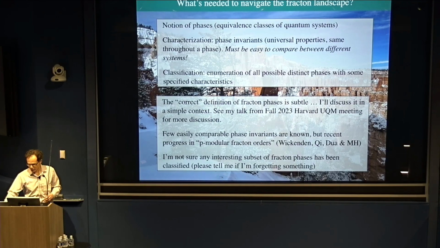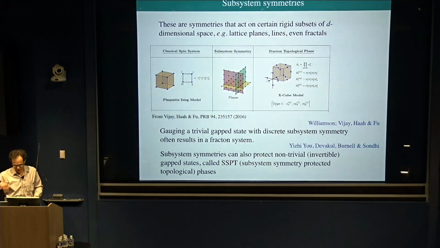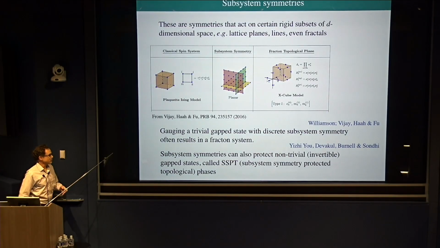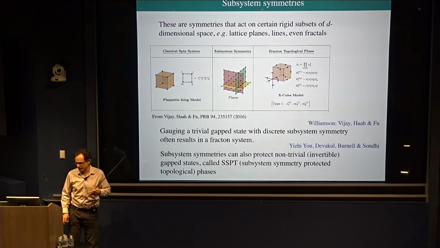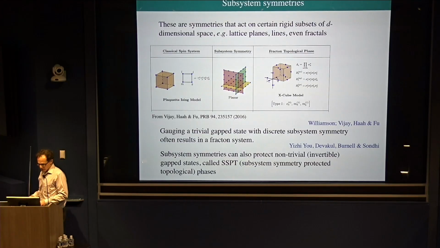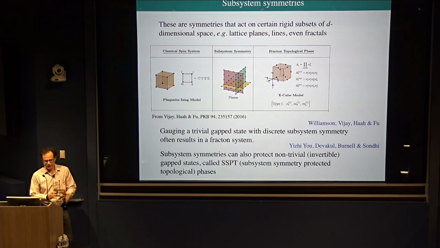Okay, so before I tell you about our recent results along these lines, there's one other important idea I want to mention. It's one of the important lines of thinking that various people came up with as relevant to this subject. That's the notion of subsystem symmetry. What is a subsystem symmetry? Well, these are symmetries that act on certain rigid subsets of our d-dimensional lattice, like lattice planes or lines. They can even act on fractals.